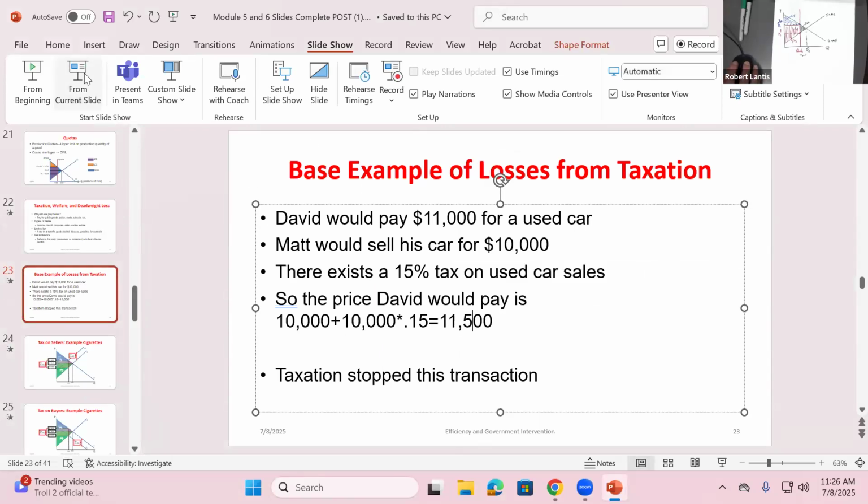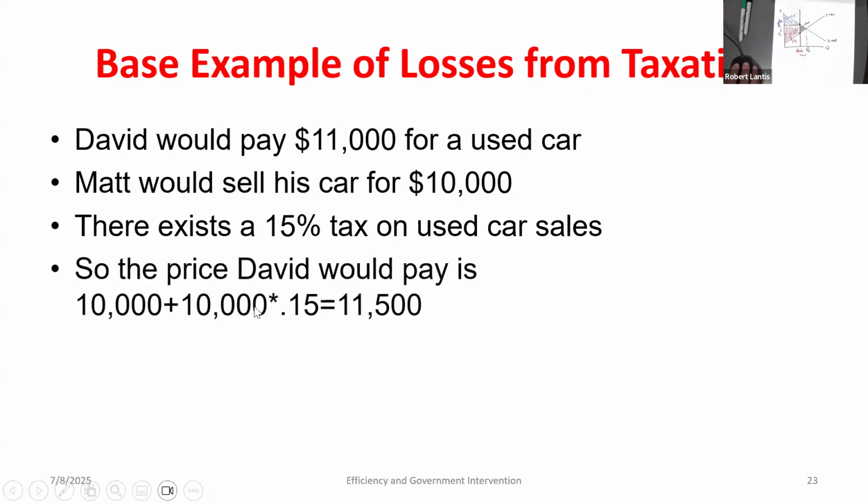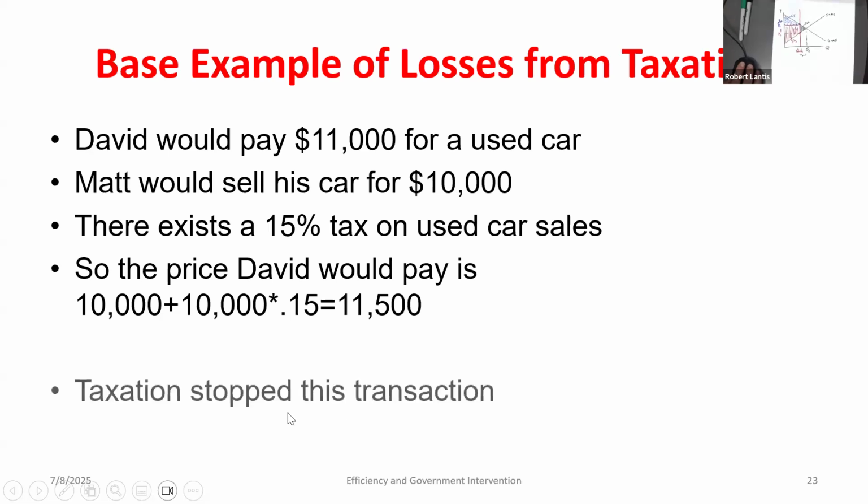There we go. That math looks a little bit better, right? So 10,000 times 0.15 would be 1,500. So that would get added into the total price that David's paying, right? He gives $10,000 to Matt, $1,500 to the government. Is he willing to pay $11,500 for this car? No. So because there's this sales tax, even at that very lowest price that Matt was willing to sell his car at, we now see that this transaction won't occur.